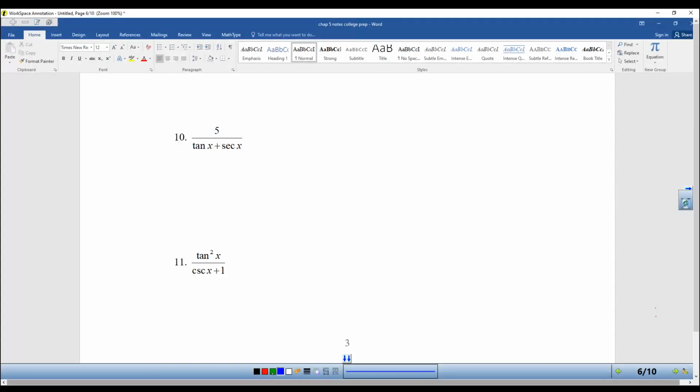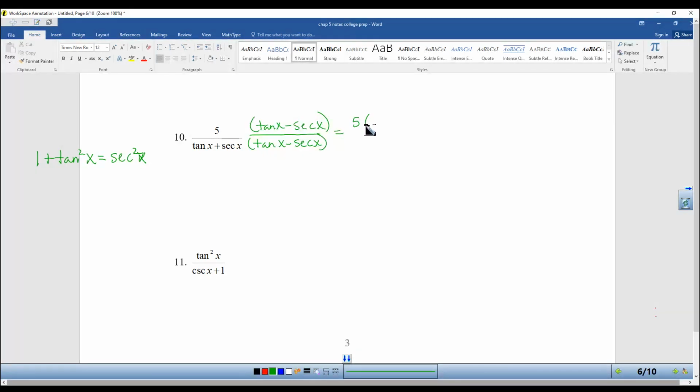Let's practice another one with a conjugate. You might remember that tangent and secant are related when they're squared. So I see tangent and secant, but they're not squared. So I multiply by the conjugate. Make sure you do it to the top and the bottom.